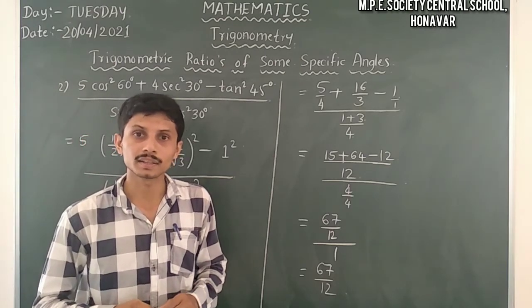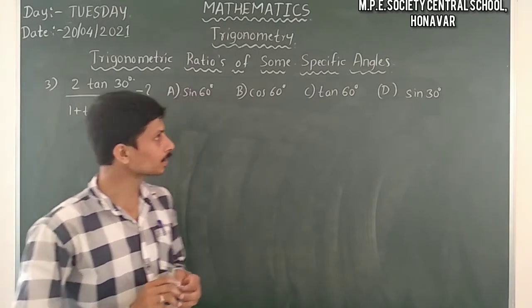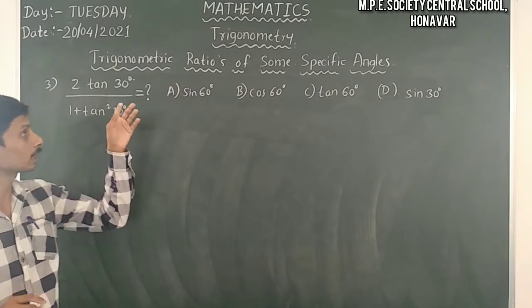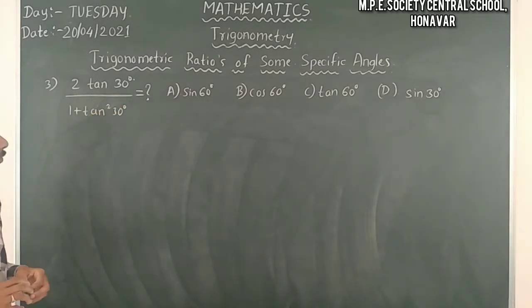So let's take the next problem. Here just observe, we have one problem: 2 tan 30 degree divided by 1 plus tan square 30 degree.